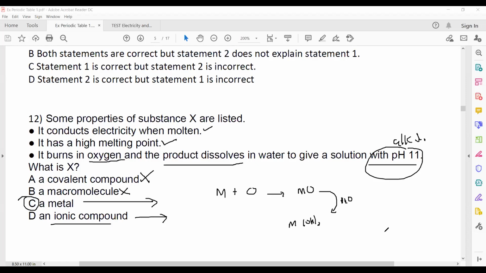Is it clear? So you have to check the properties, and using the properties you can identify what could be the substance. So metal reacted with oxygen gives metal oxide. When you dissolve metal oxide in water, it will make a metal hydroxide, which makes the solution alkaline.